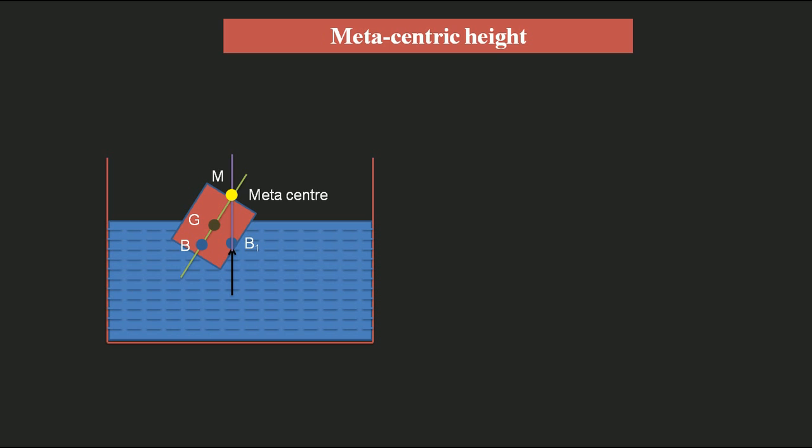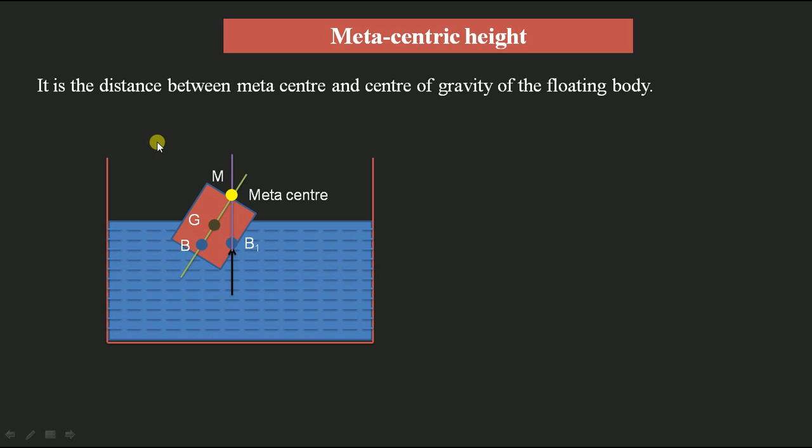The metacentric height is a distance considered between the center of gravity of the body and the metacenter of the body. Here it is defined as the distance between the metacenter and the center of gravity of the floating body or submerged body inside the liquid. That means, as per our figure here, the metacentric height represents GM, the distance between G and M. Okay, that is about the metacenter and metacentric height.